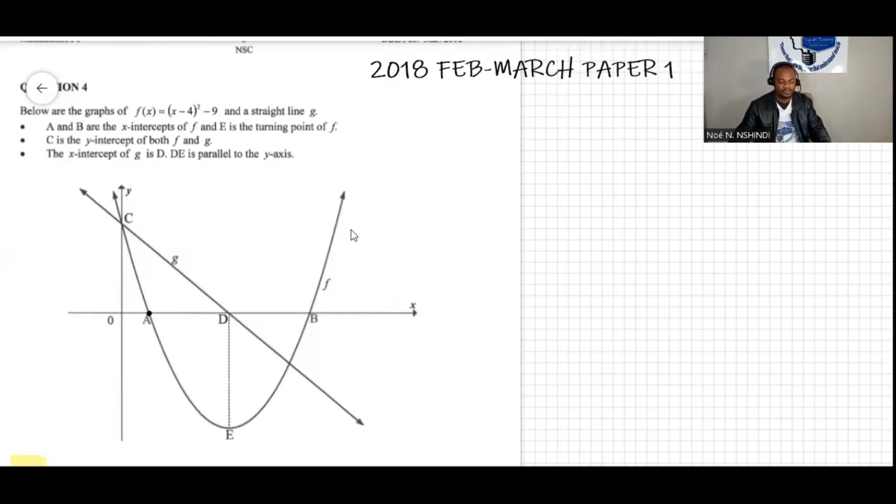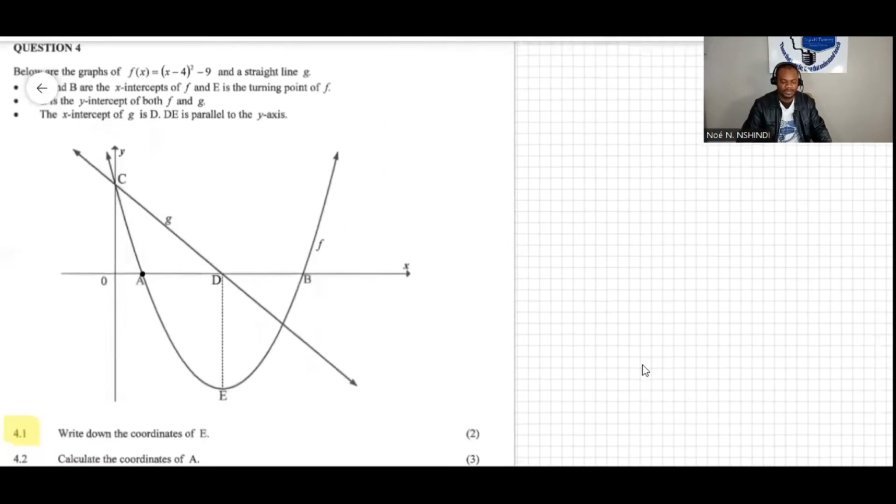Now we have questions here. Question 4.1 says write down the coordinates of E. Okay, question 4.1. We're looking for the coordinates of E, x, y.